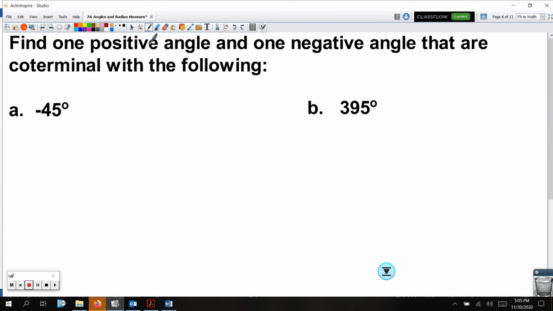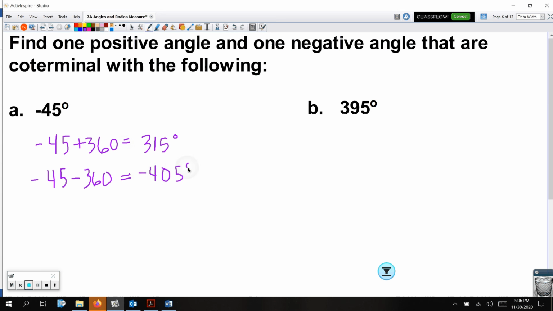Here we go. Find one positive and one negative angle that are coterminal with the following. So I'm going to take this negative 45 degrees and I'm going to add and subtract multiples of 360. I do prefer to work with smaller numbers. So since this is negative 45, I'm going to add 360. That's going to give me a positive coterminal angle, which is positive 315. Then I'm going to take negative 45 and subtract 360, adding and subtracting multiples of 360, and I get negative 405.